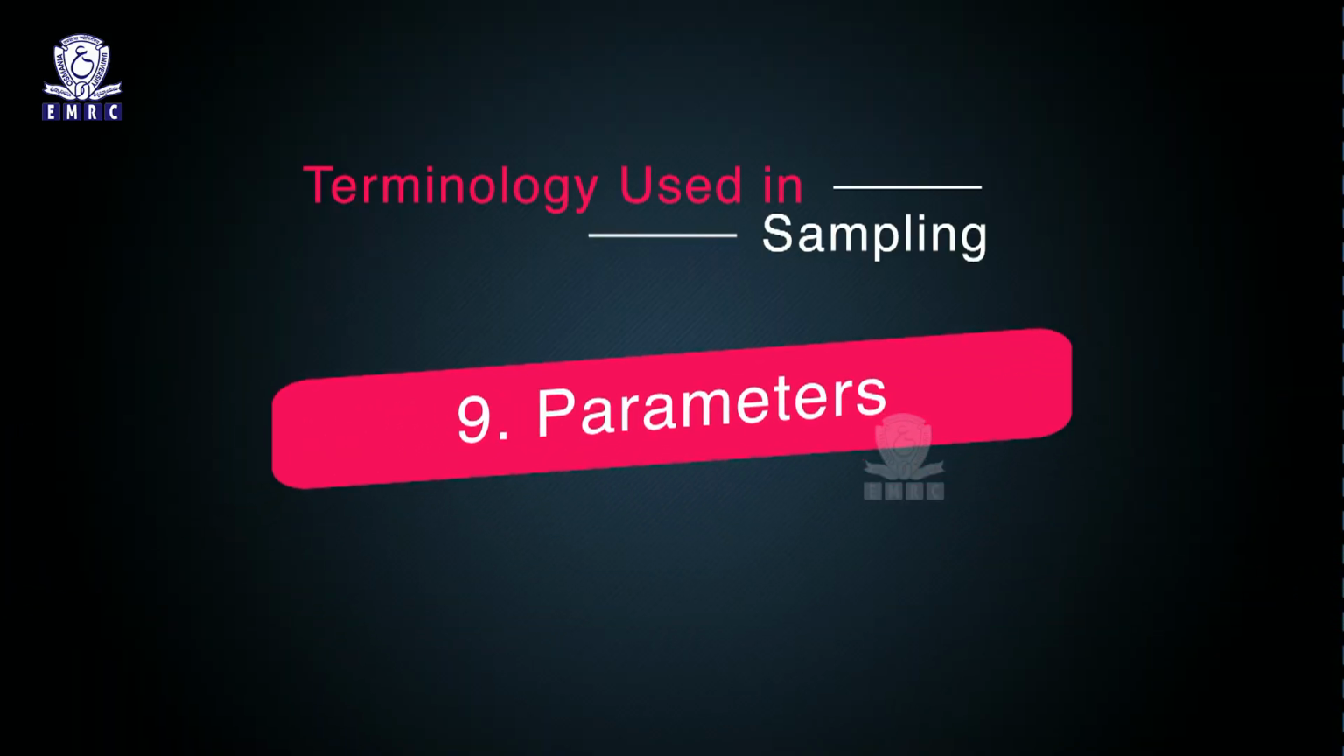Parameters. The characteristics of a population are called parameters. The parameters represent the summary description of the population. For example, the average age of the respondents, average income of the respondents, and so on.